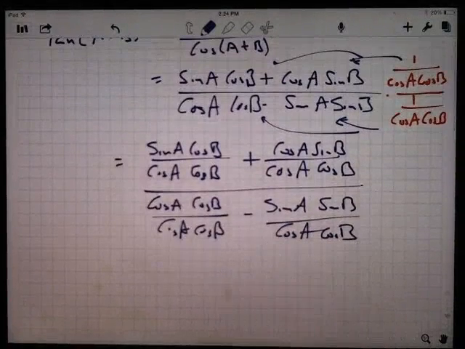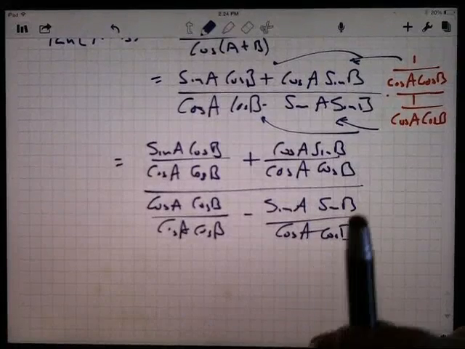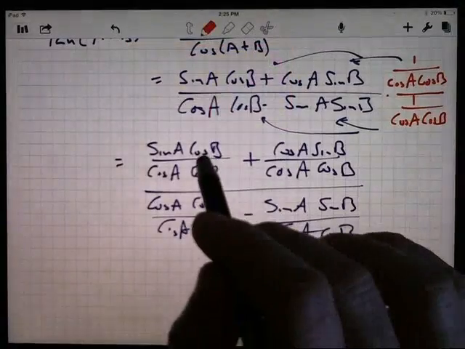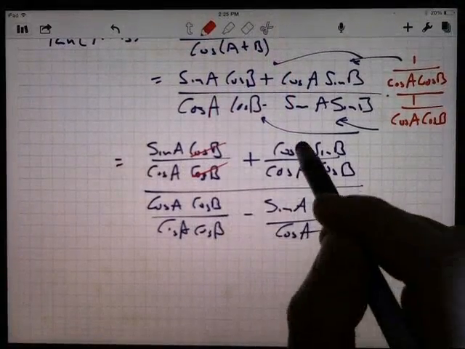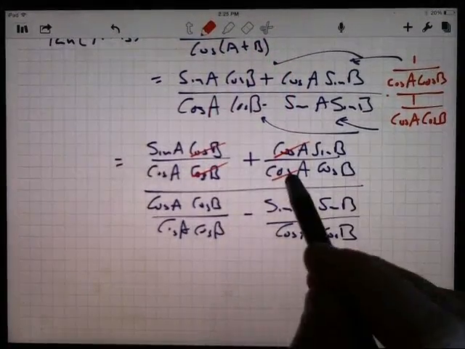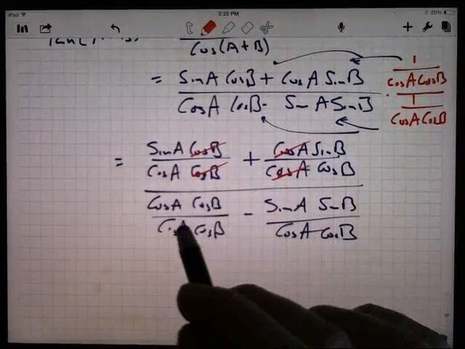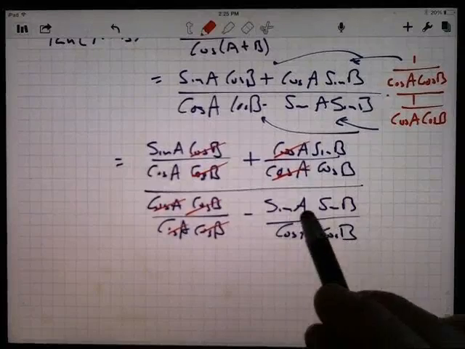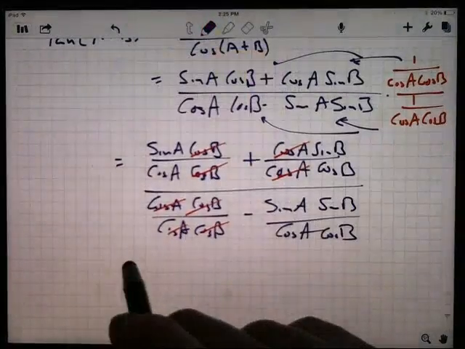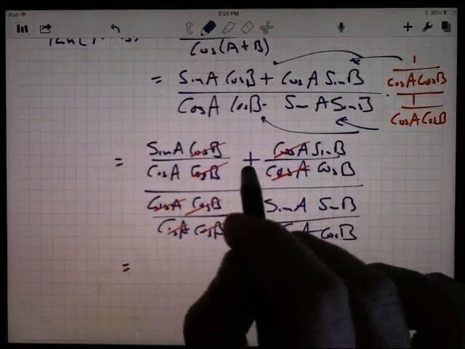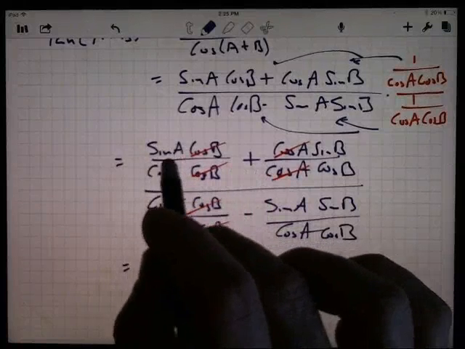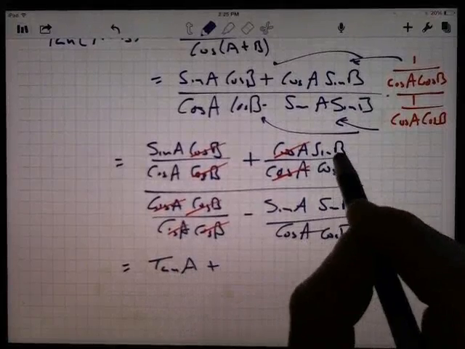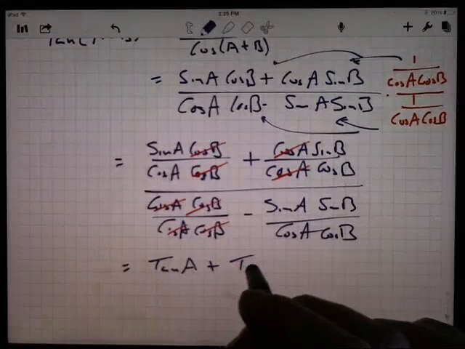And I've got a bunch of stuff that happens nicely now. I see a cos B and a cos B that cancels out. I see a cos A and a cos A that cancels out. Goodness, everything in sight cancels out there, and nothing cancels out there. So in this term right here, I've got a sine A over cos A. That's tangent A. And I've got a sine B over cos B. That's tangent B.